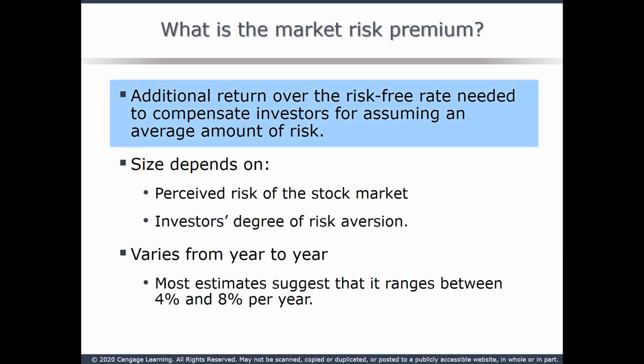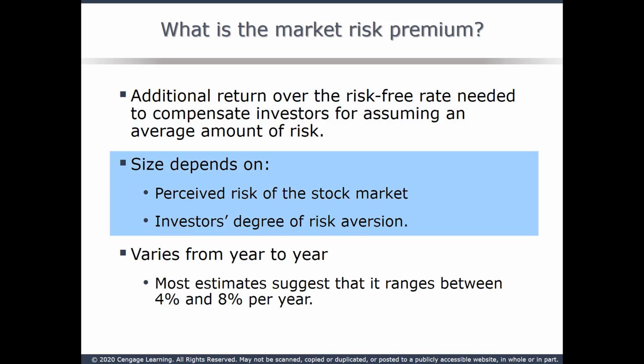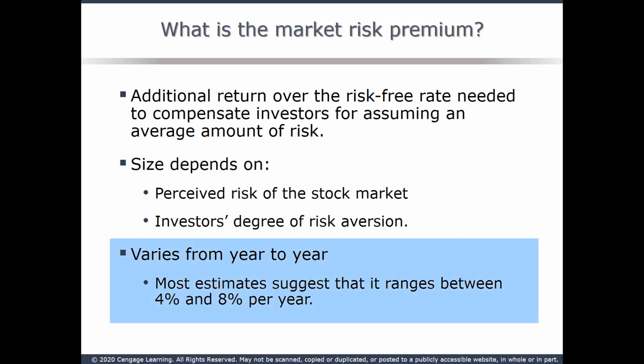The market risk premium is the additional return over the risk-free rate to compensate investors for assuming an average amount of risk. Its size depends on the perceived risk of the stock market and the investor's degree of risk aversion. The risk premium varies from year to year, though estimates suggest a range between 4 and 8% per year. For our sample, the market risk premium is 5%.